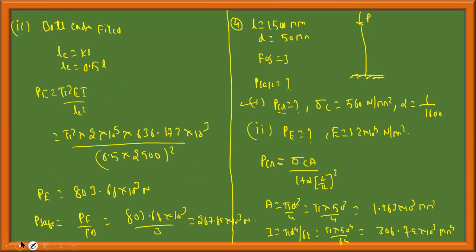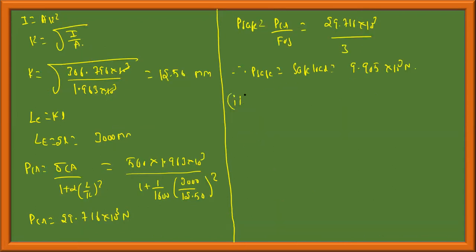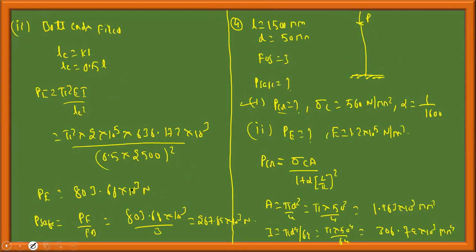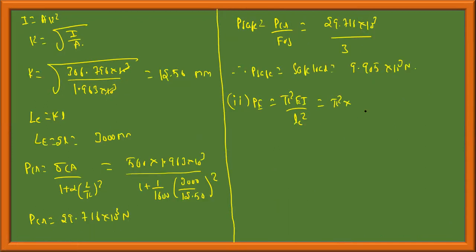Next, we have found the crippling load by Rankine's formula, and he has also asked us to find it by Euler formula. Euler crippling load PE is equal to pi square EI by LE square, which is equal to pi square into Young's modulus 1.2 into 10 power 5 into I. I is 306.796 into 10 power 3, divided by effective length 3000 square. Can you tell me Euler's crippling load PE?